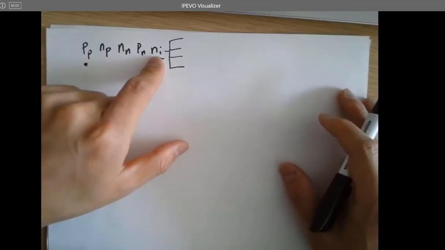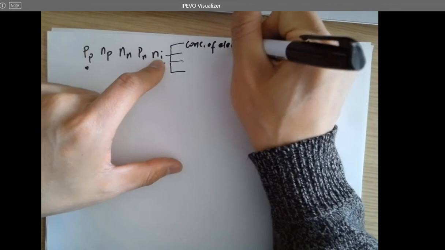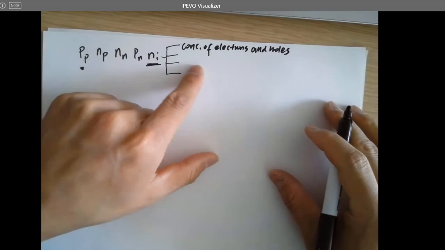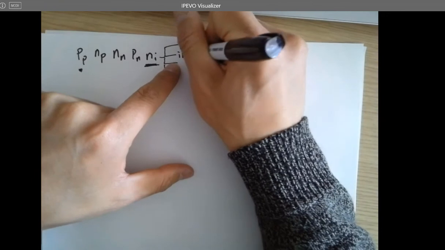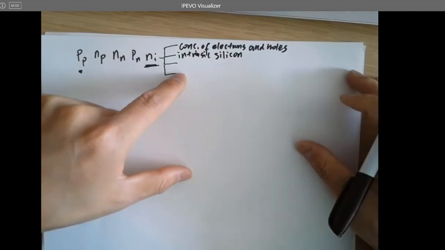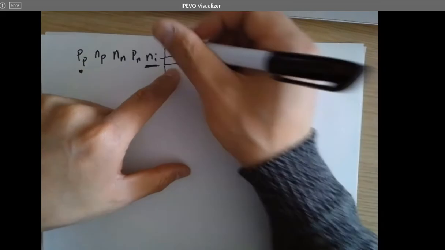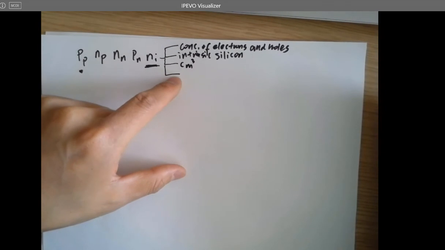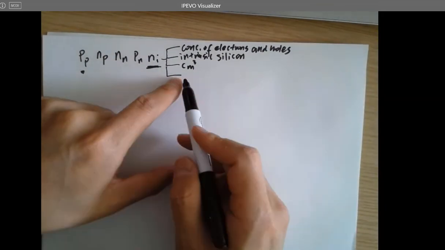So first, this is the concentration of electrons and holes in intrinsic silicon, per cubic centimeter. And then what? At room temperature. But that's specifically just for room temp, Ni. But this is at a certain temperature, actually.